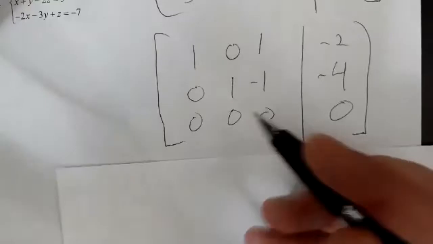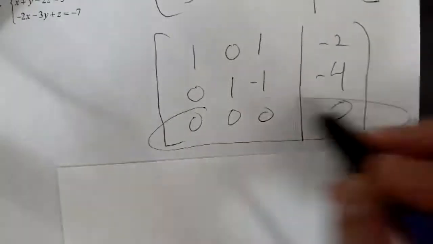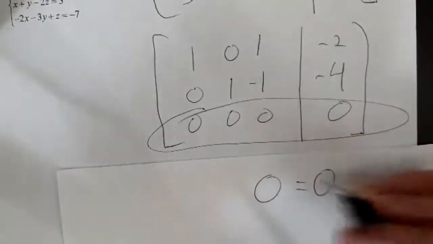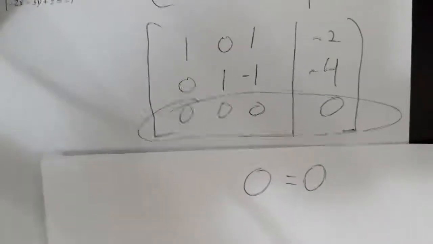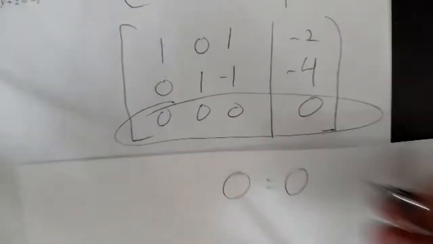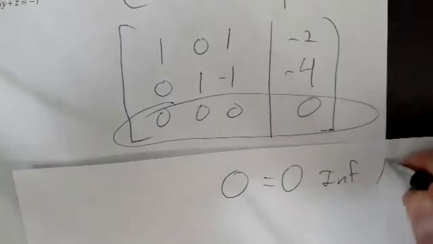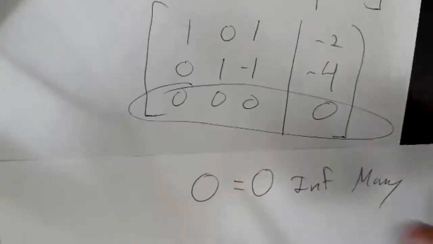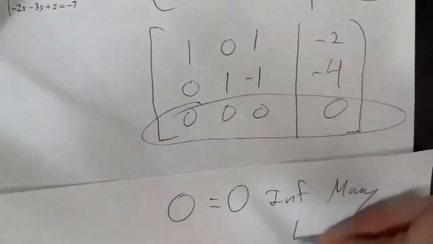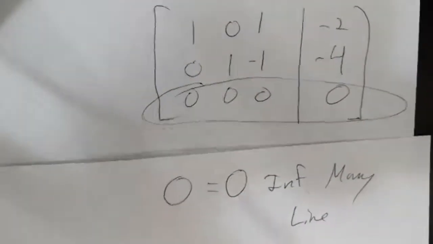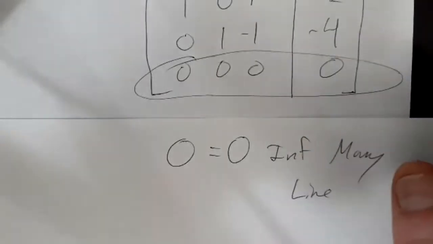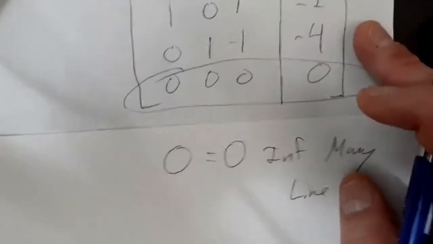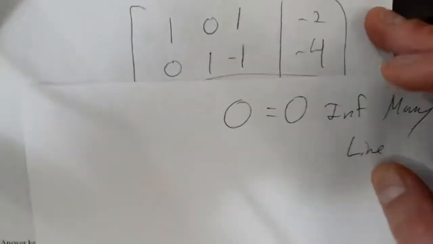Now I want to look at this. What is this last line telling me? This is giving me something like 0 equals 0. And the second that you see this, I want you to think infinitely many. All right. Infinitely many, it looks like a line. I got to give you a line. So in order to give you a line, I got to go look at these equations.